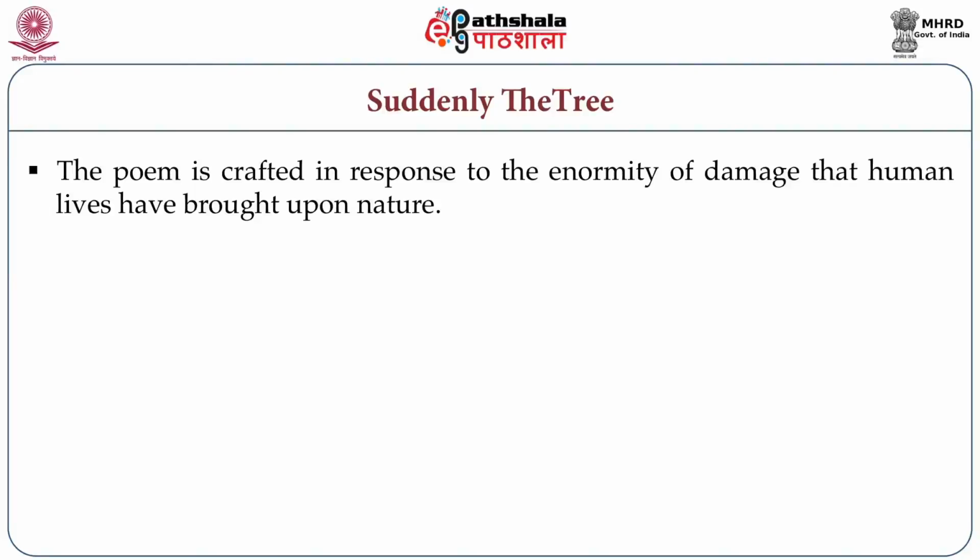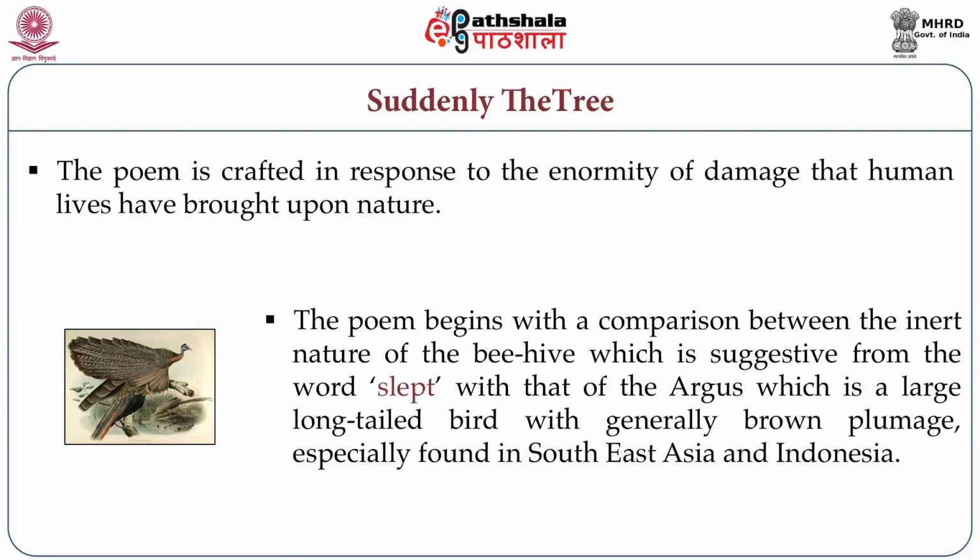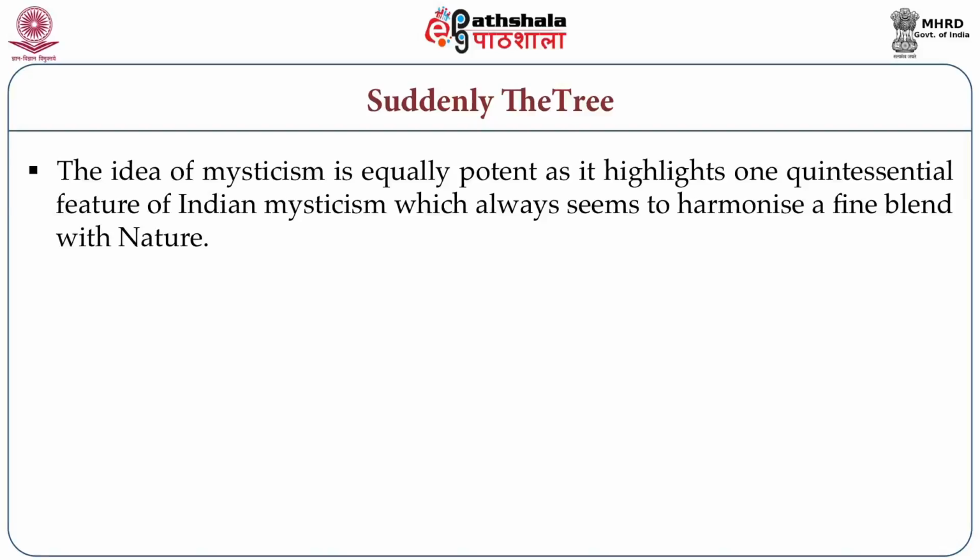Suddenly the Tree is the poem that is crafted in response to the enormity of damage that human lives have brought upon nature. The poem begins with a comparison between the inert nature of the beehive, which is suggestive from the word slept, with that of Argus, which is a large, long-tailed bird with generally brown plumage, especially found in Southeast Asia and Indonesia. The idea of mysticism is equally potent as it highlights one quintessential feature of Indian mysticism, which always seems to harmonize in a fine blend with nature.